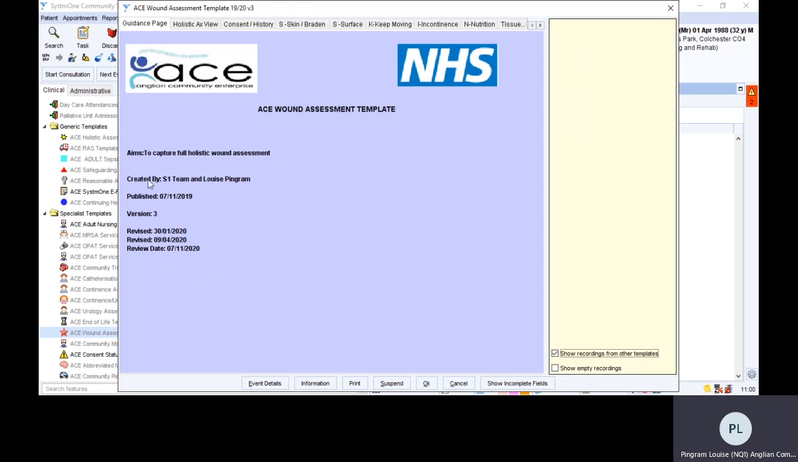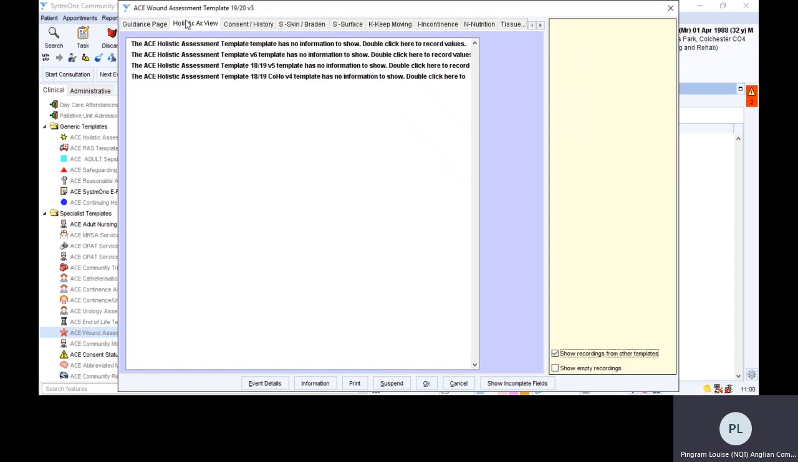So the first page is just a guidance page for the information of the template that's been made. The next tab is the holistic assessment view. So this will show you if any services have done a holistic assessment, and that information will be shown in this tab. Just gives you information about the patient and a way of you to know if a holistic assessment has previously been done for this patient.